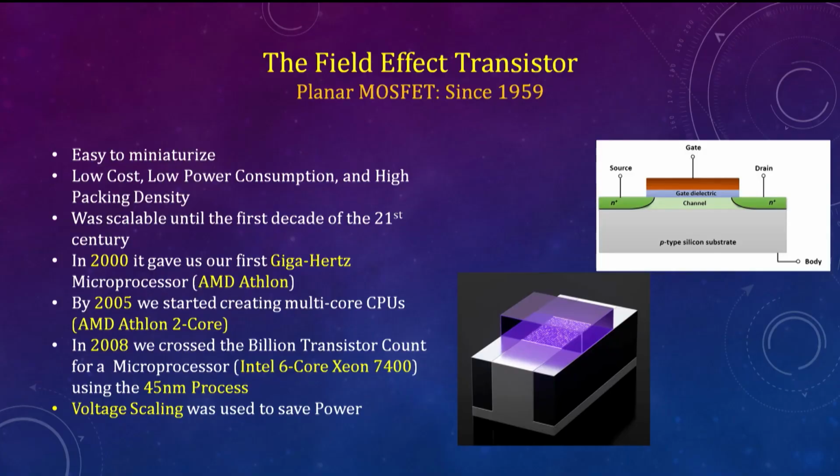Then in 2008, we crossed the billion transistor count for a microprocessor, and that one was the Intel 6-core Xeon 7400 processor, which used a 45 nanometer process technology. What is that? You can think of the 45 nanometer process technology as the size of the transistor in some sense. A nanometer, most of us know, is one part in a billion of a meter, and 45 of those form the width of the transistor in some sense. It also allowed us voltage scaling. In the beginning you needed a higher voltage to activate these transistors, and with the field effect transistor you could actually start lowering the voltage level as well.